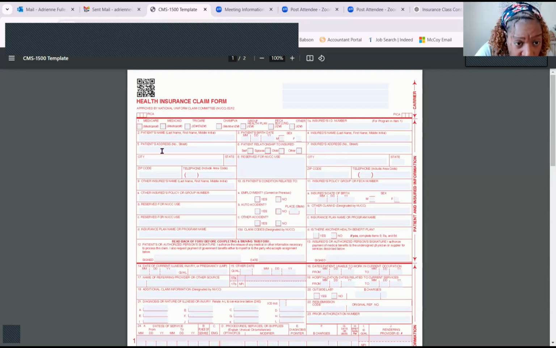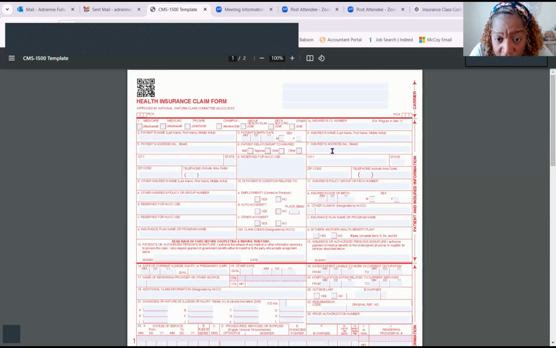I'm going to head back over to number 6 or number 5. That's my eyes, you guys. And that would be the patient's address. So the patient's name and address all go in boxes 2 and 5.